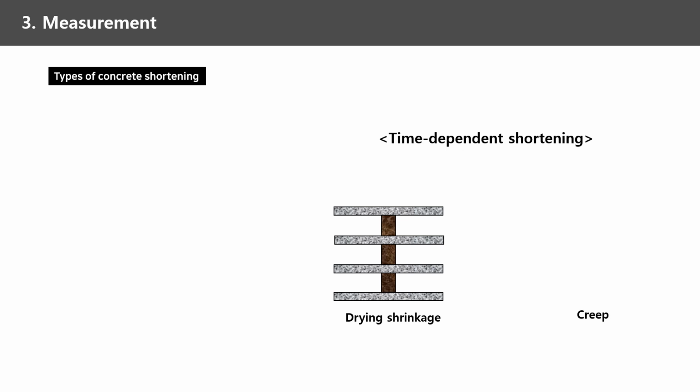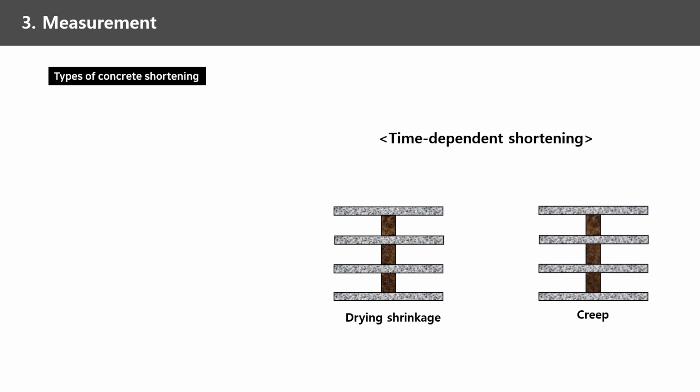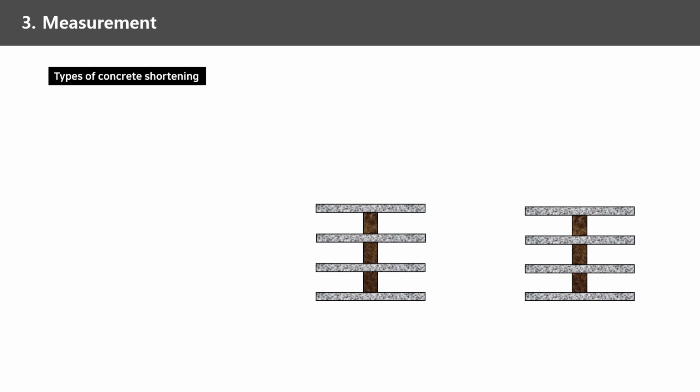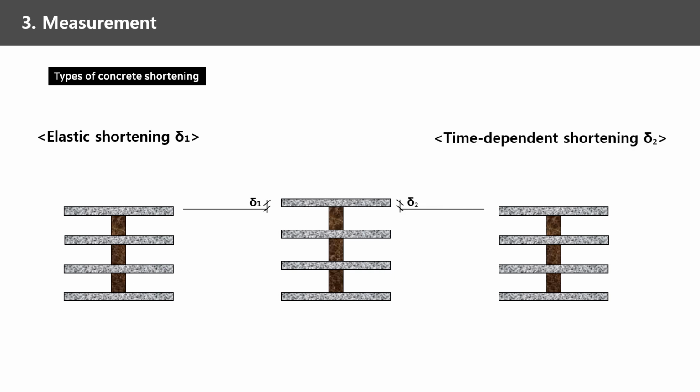Last type is creep, which happens when the member is under load. It is proportional to stress and normally happens a lot under early construction load. In conclusion, concrete shortening is caused by elastic shortening and time-dependent shortening, which are drying shrinkage and creep. Concrete shortening of a column can cause problems in building verticality.